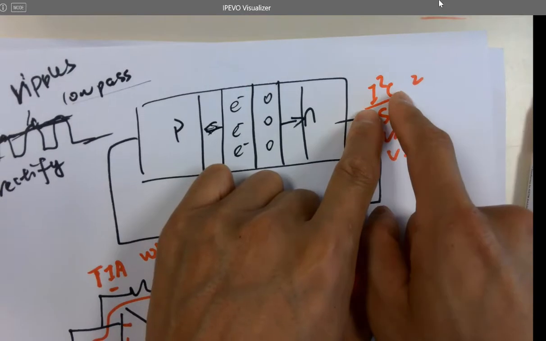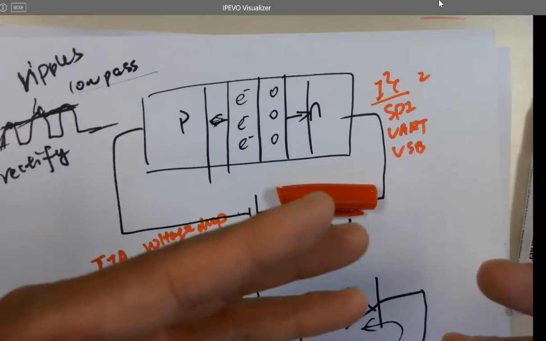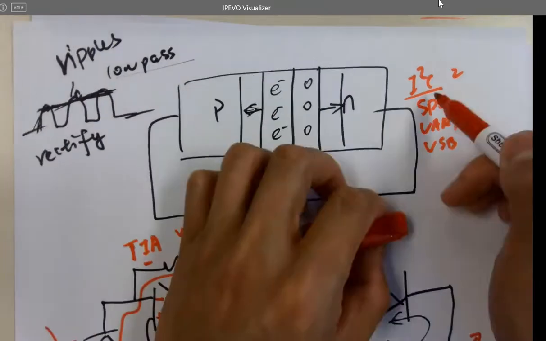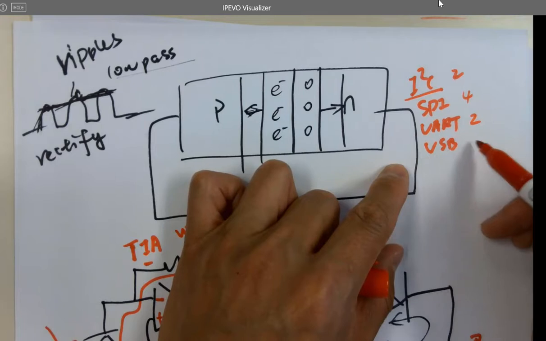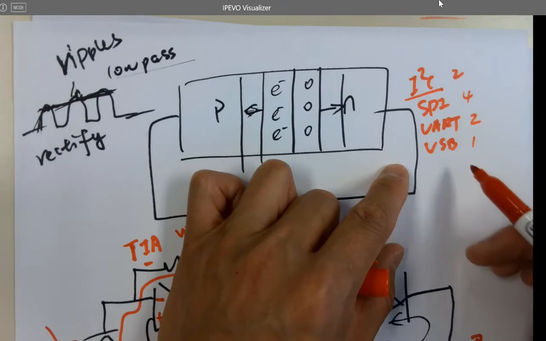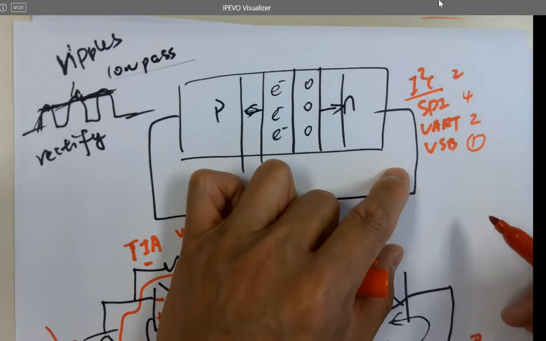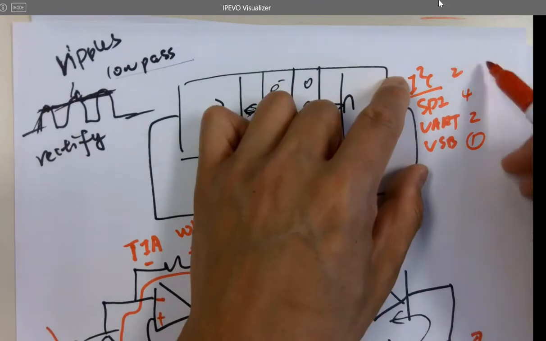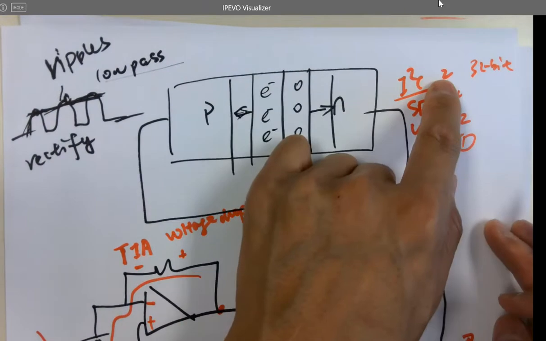as few pins as possible because you don't have that many pin resources on the chip. So I2C only 2 pins, which is amazing. SPI is 4, UART is 2, USB is 1. Is that 1? Maybe more than that. Okay, but you can send 32-bit data just using this.